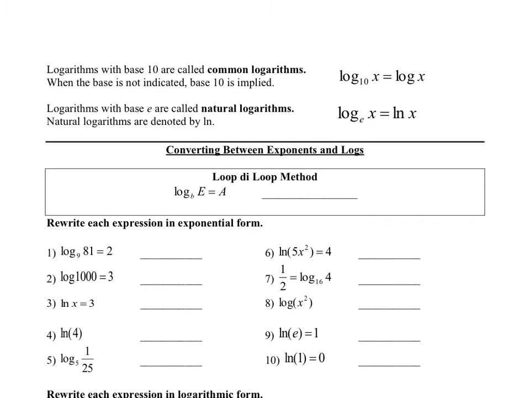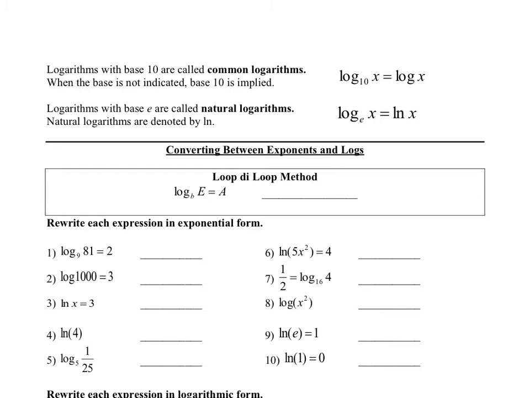Okay, a few things before we can go ahead and convert. Logarithms with base 10 are called common logs or common logarithms. When the base is not indicated, a base 10 is implied. So if I just say log x, I really mean log base 10 of x. And logarithms with base e, that e that we talked about a few days ago, are called natural logs. So if I say log base e, we call it ln of x. It's just the notation that we use. So natural logs say ln. Log base 10 is the same thing as just saying log of x.